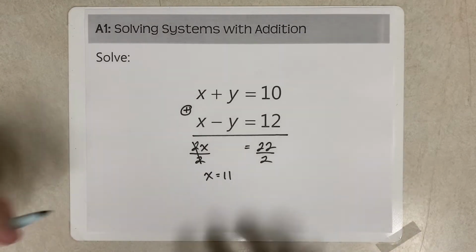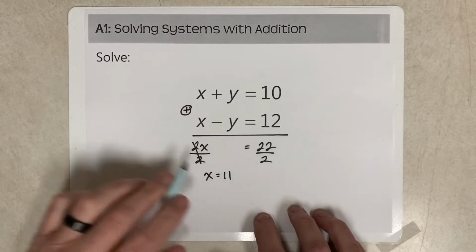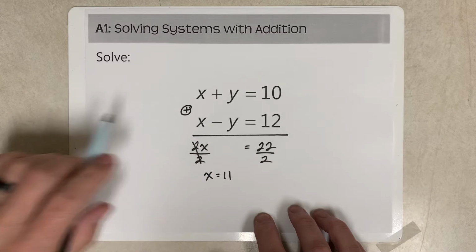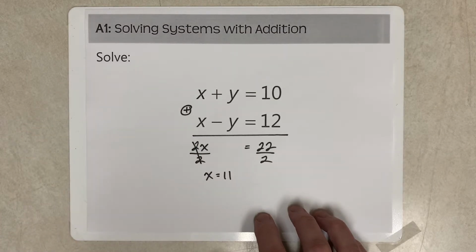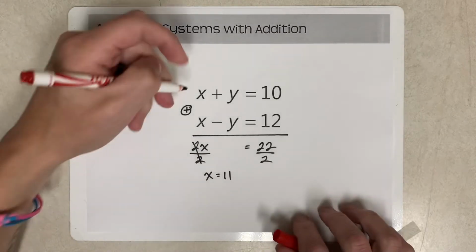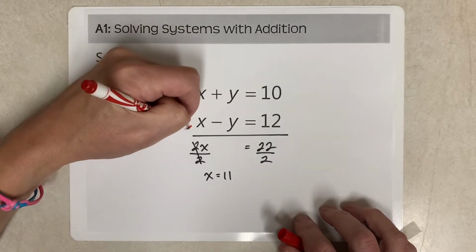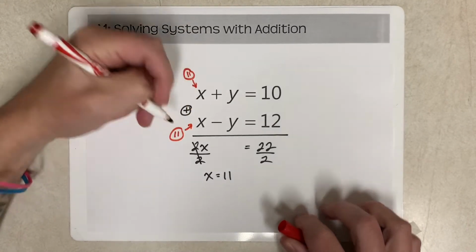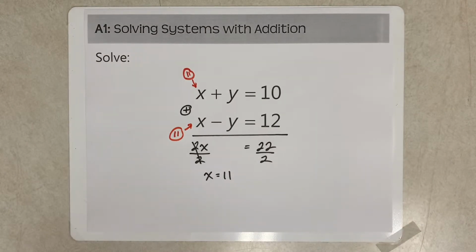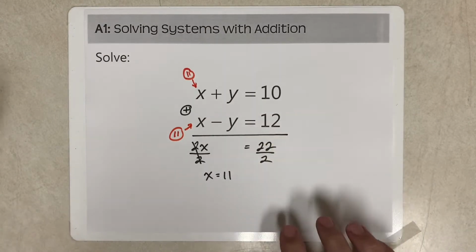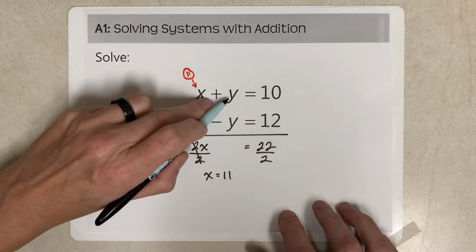Once you get that value for x, you can now plug that in to either one of these and get the corresponding y value. So if we know that x is 11, we can plug it in here, or we can plug it in here. It's whichever one you want to do. Let's plug it in the top one. So 11 plus y is equal to 10.